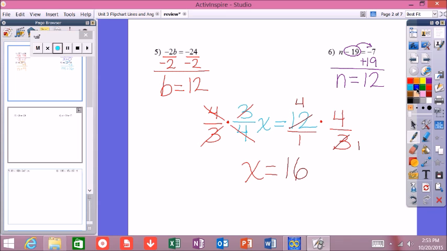So that problem is not on your review paper. It is just an extra one. When I plug it in and check it, 3 divided by 4 times 16 equals, and if I get 12, my answer is correct. And I do. 12, of course, equals 12.